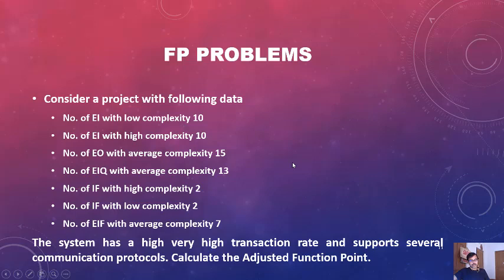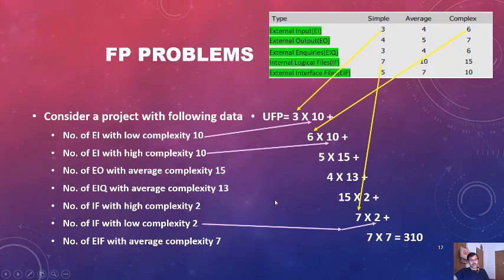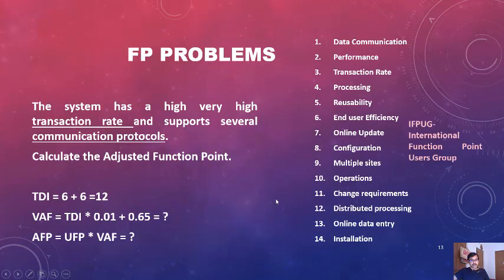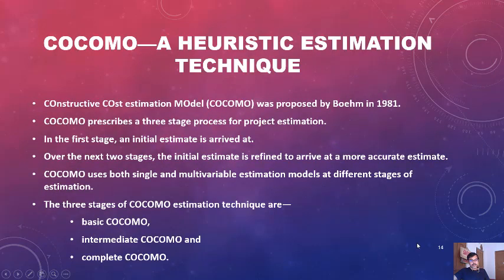The next type of metric is COCOMO. It is a heuristic estimation technique and the Constructive Cost Estimation Model. In this COCOMO model, we actually use lines of code. It was proposed by Barry Boehm in 1981. Constructive Cost Estimation Model, COCOMO. COCOMO prescribes a three-stage process for project estimation.